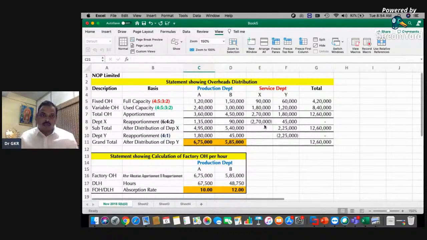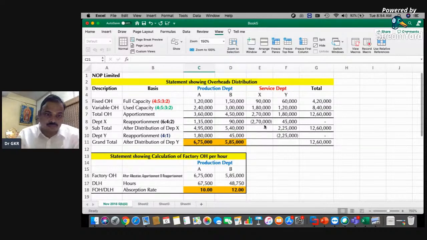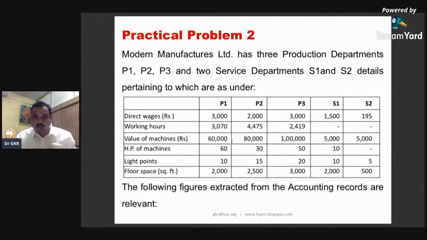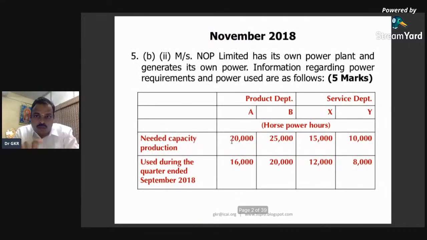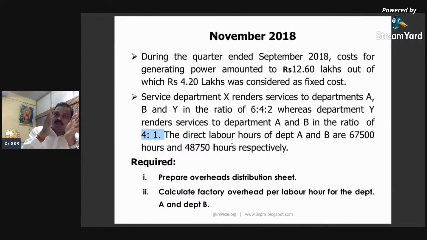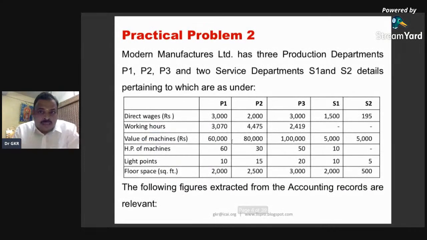So this is your entire question, NOB Limited, November 2018. So next we are moving to your practical problem number 2. Here, in the previous problem, it was a 5-mark question, but it was a direct reapportionment, where X was distributing to A, B, and Y was distributing to A, B. But look at this question.